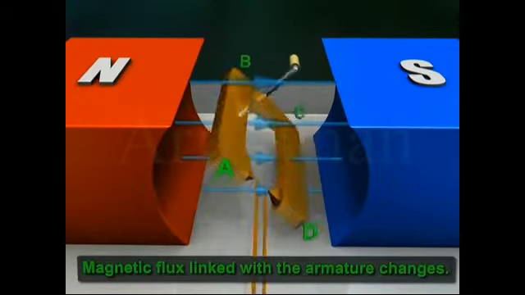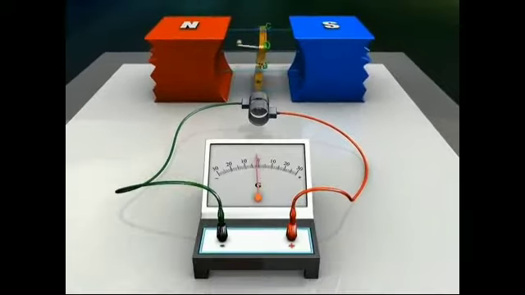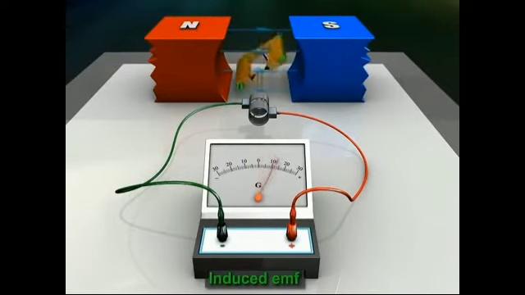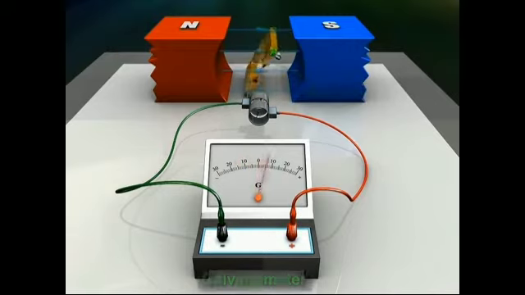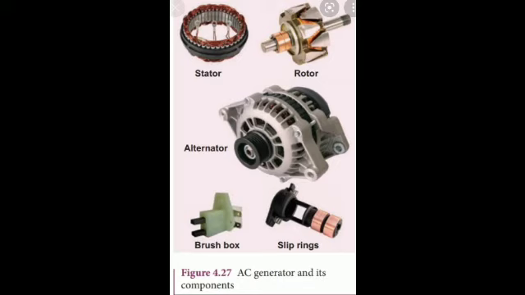One or more than one coil may be employed depending on the type of alternator. Two types of windings are commonly used. They are single layer winding and double layer winding. Components of AC generator: stator, rotor, alternator, brush box, slip rings are the components of AC generator.